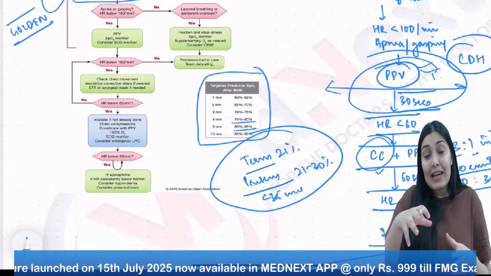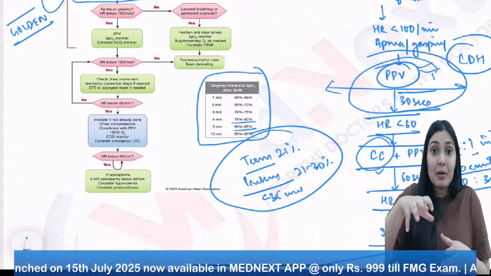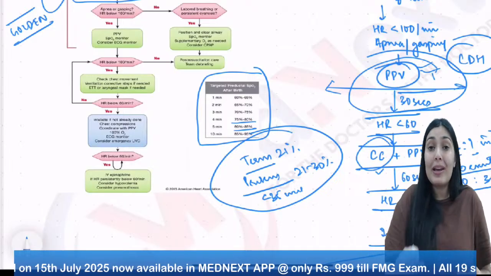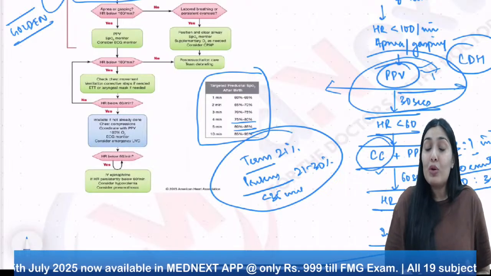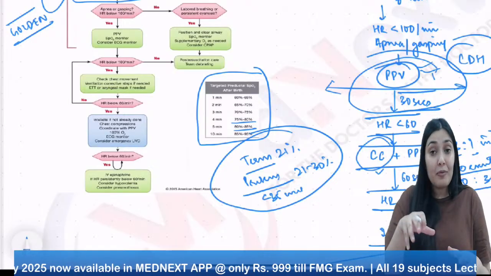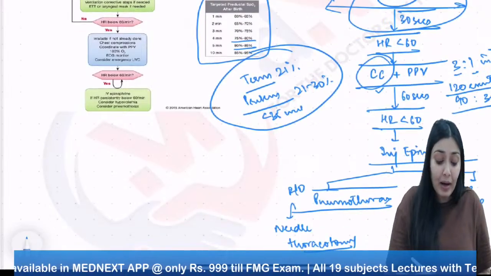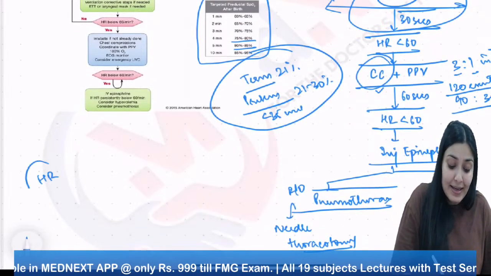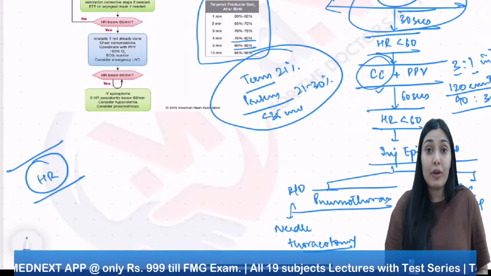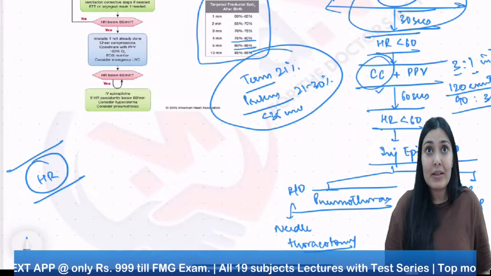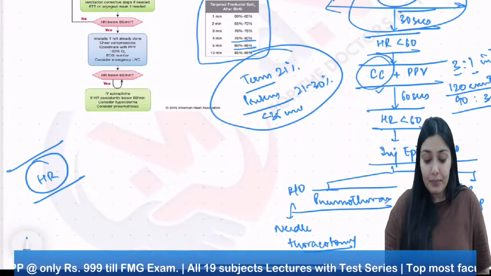But at times it might happen that the bag and mask ventilation that you are giving is not effective. So how would you get to know whether your bag and mask ventilation is effective or not? By looking at the heart rate. Remember, an increase in the heart rate is the most effective way to learn.